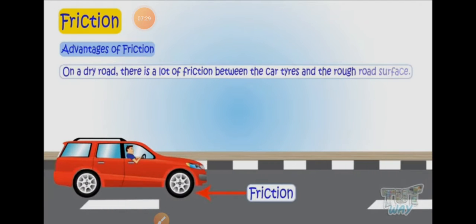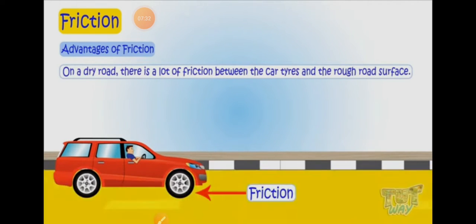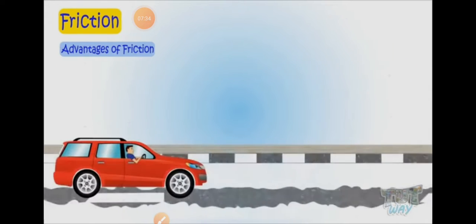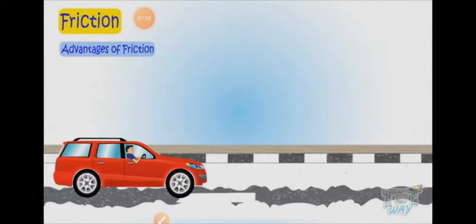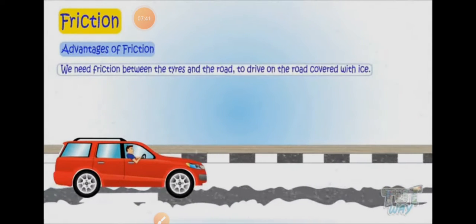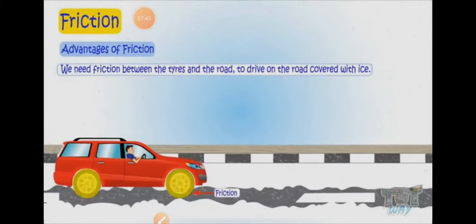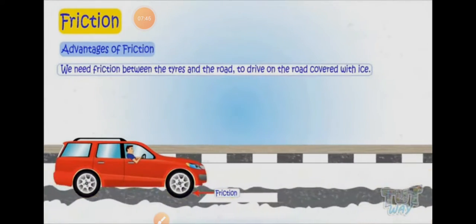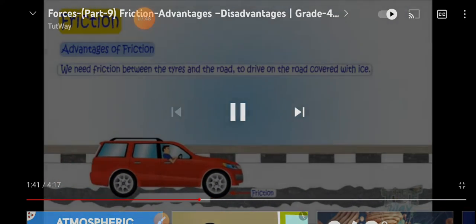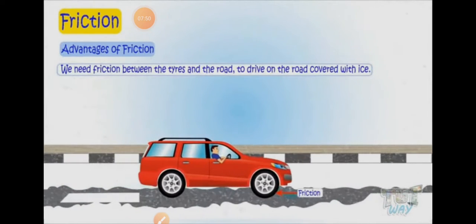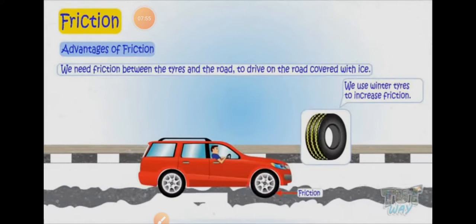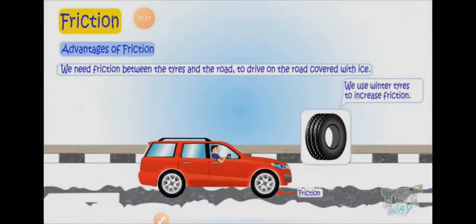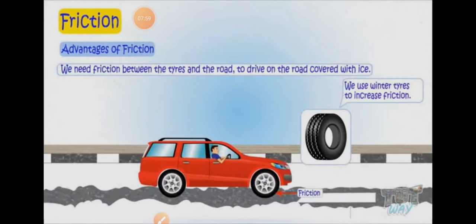On a dry road, there is a lot of friction between the car tires and the rough road surface. In winters, there is snow or ice on the road. That makes the surface of the road very smooth, and there is little friction between the tires and the road, because of which the tires may slip off the road. This is why we need winter tires. Winter tires have special grooves to increase the friction in snowy and icy conditions.